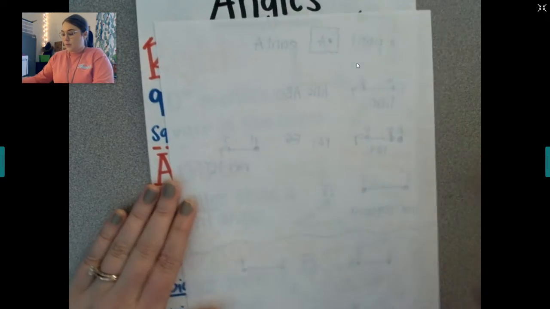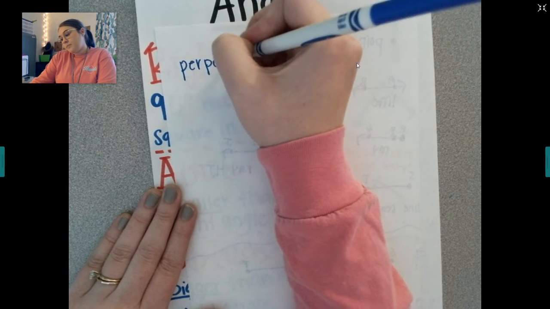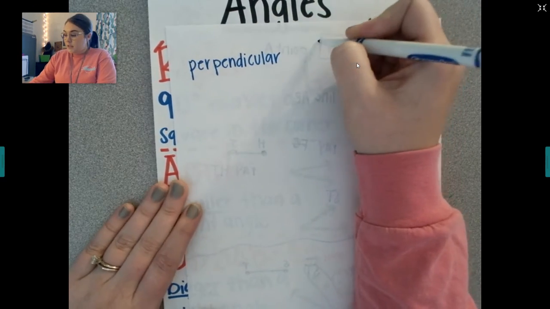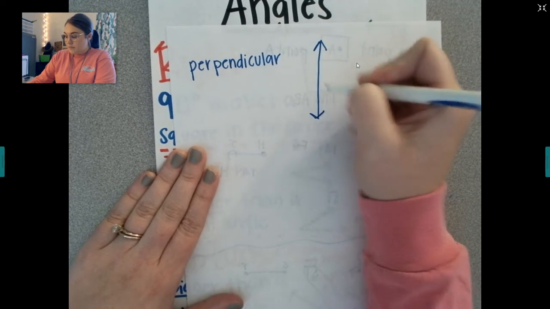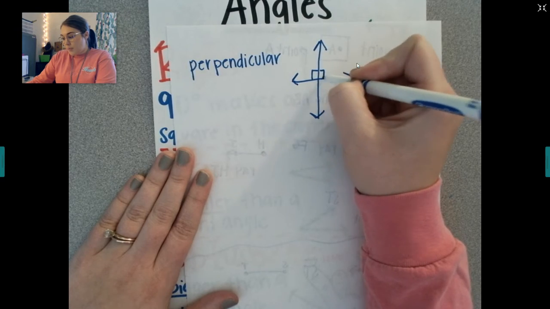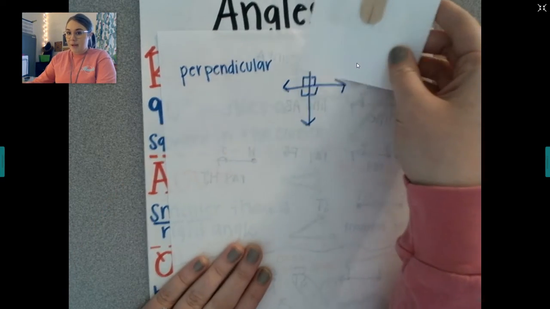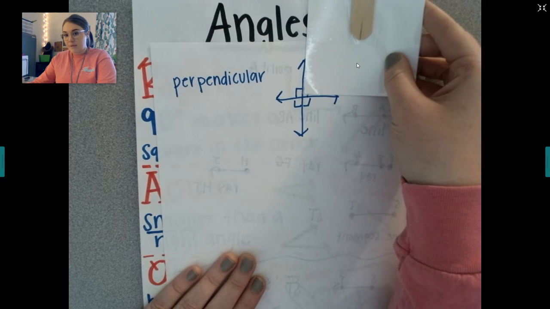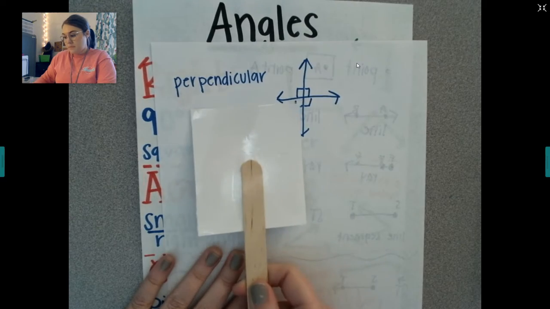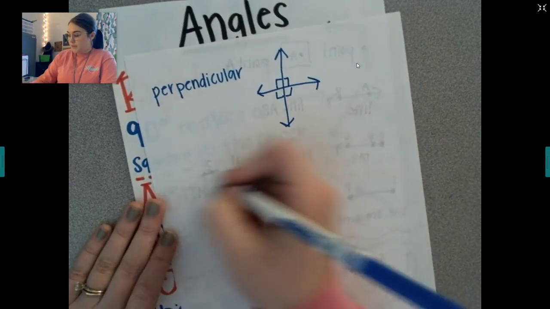Perpendicular, that's another word that we learned. Perpendicular lines look like this. And every corner of a perpendicular line is a right angle. And I know that because I can take my piece of paper, my sticky note, put it in there, and it makes that perfect square for all four corners. So yes, that is perpendicular.